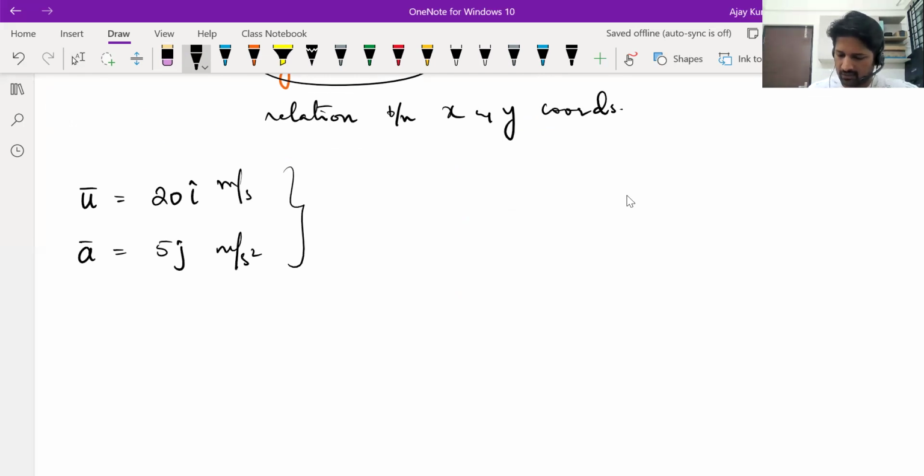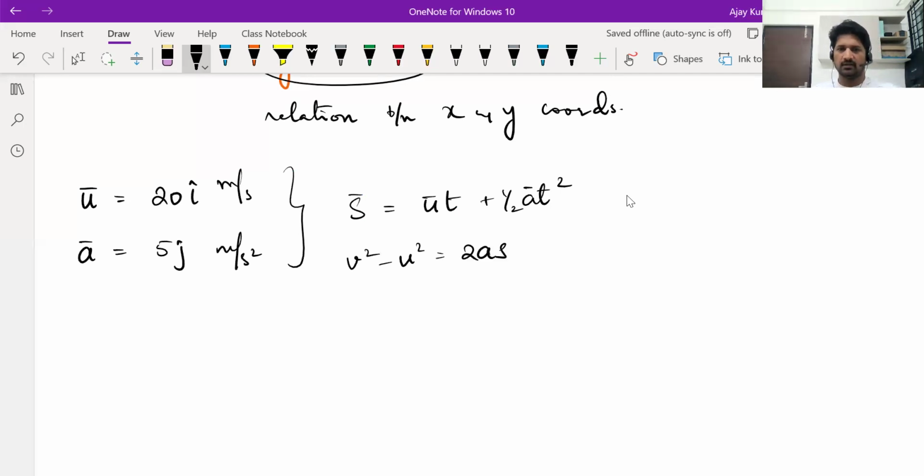Using these two, you can calculate the displacement if you want, ut plus half at square, in a certain time. Time must be known. You can use v square minus u square is 2as. You can tell the final velocity also in terms of displacement, and such things can be done. But how to relate the x coordinate and y coordinates of the particle? So there is a very simple idea.